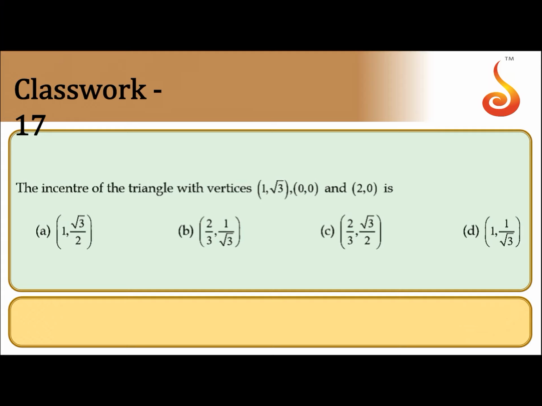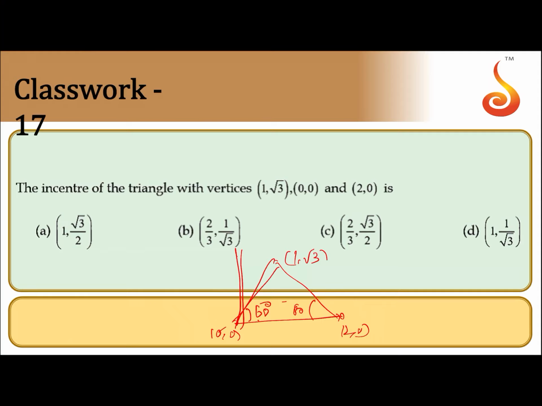Coming to the next one, the incenter of the triangle whose vertices are given to you. I hope it's very simple. Origin is one of the vertices, (0, 0), (2, 0) is a point on the x-axis, and this is (1, root 3). Taking the x-axis and y-axis, the slope is equal to root 3. That means this angle is equal to 60. Once this is 60, this also is 60, because the slope is root 3 by 1. So you'll be getting 60 here also.